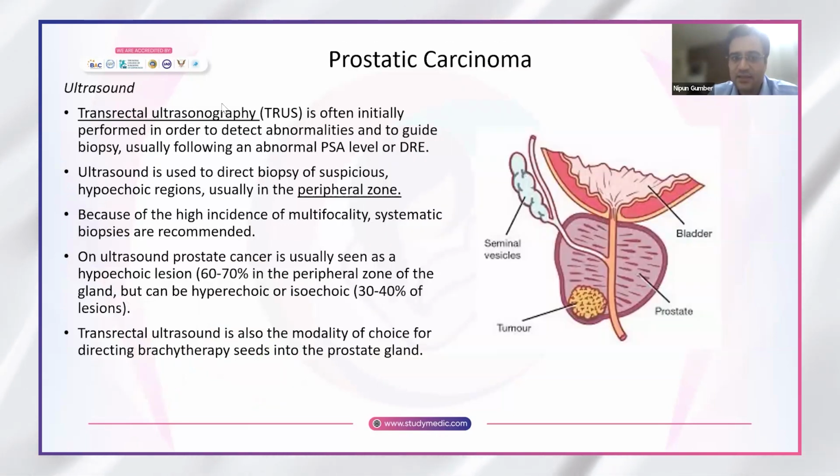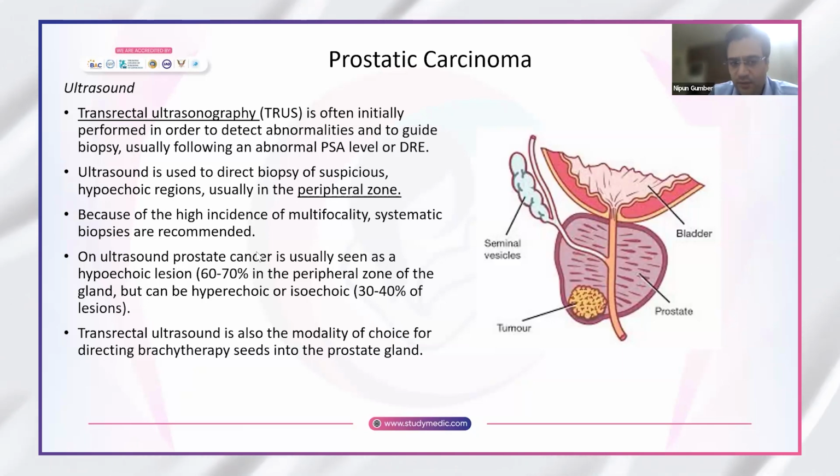Transrectal ultrasound is often initially performed in order to detect abnormalities and to guide biopsy, usually following an abnormal PSA or digital rectal examination. Ultrasound is used to direct biopsy of suspicious hypoechoic regions, usually in the peripheral zone. Because of the high incidence of multifocality, systematic biopsies are recommended.